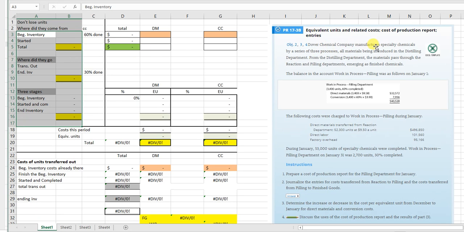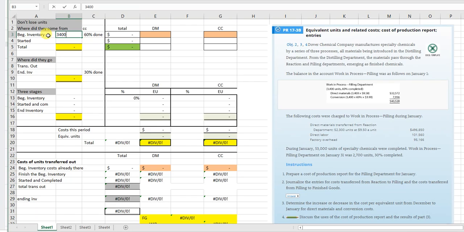So we have specialty chemicals in 3 processes. All materials are introduced in the distilling department. The materials pass through the reaction and filling department, emerging as finished chemicals. The balance in the work in process account on January 1st. So this is beginning inventory. So in the filling department, and over here we're dealing with units. We're going to deal with dollars in just a second.